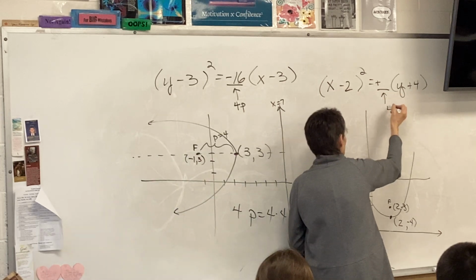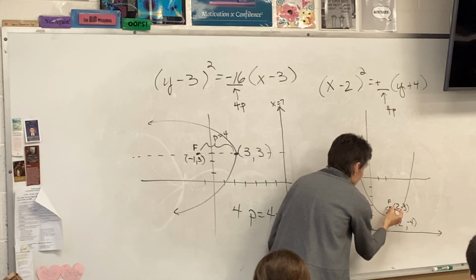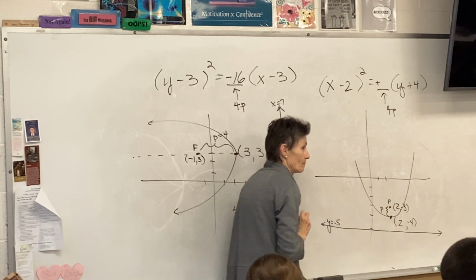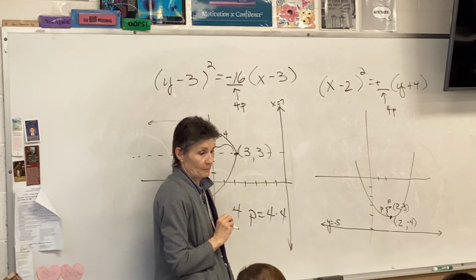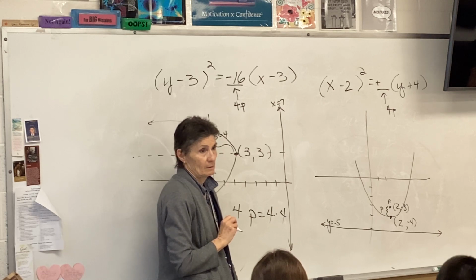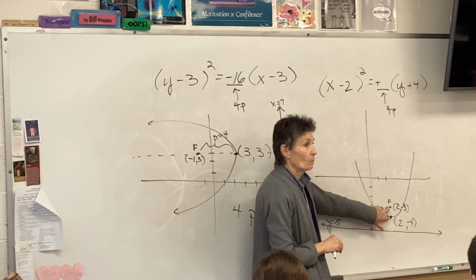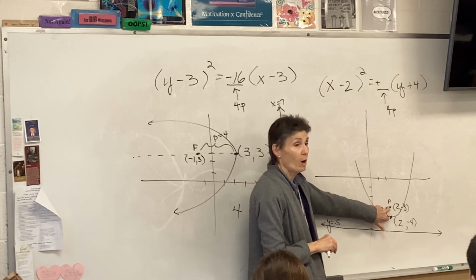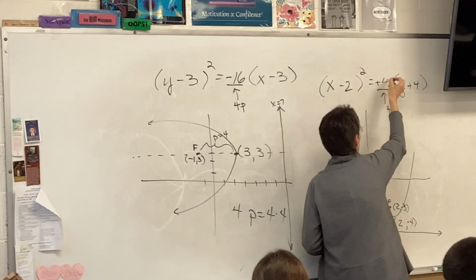I need this number, it's 4p. And this is p. So what's p? How far apart are my fingers? 1. So p is 1. So 4p would be 4.